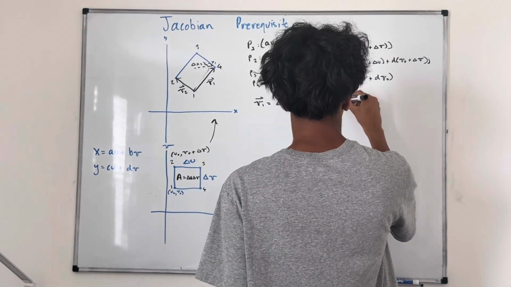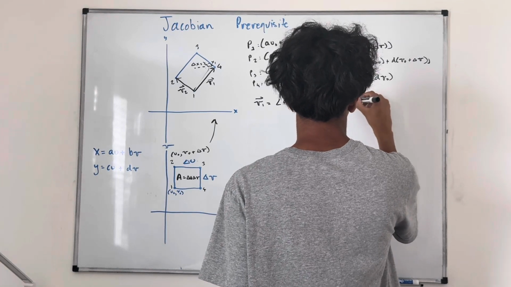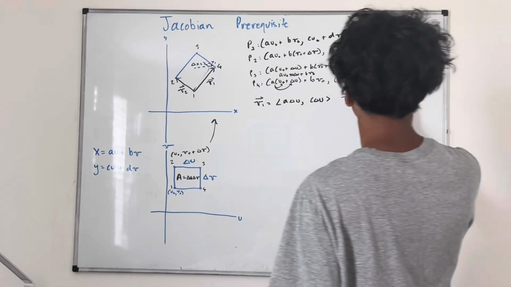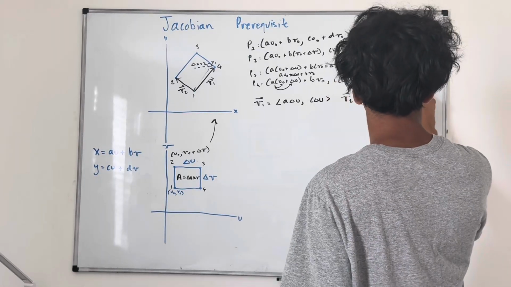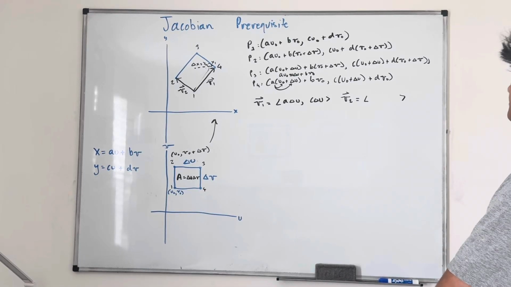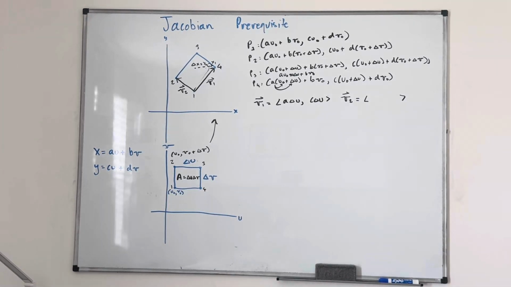So now we're going to have V2, very similar, right? This time, you just have to be a little bit more careful because you can see the change in x is negative. Will that make a difference?